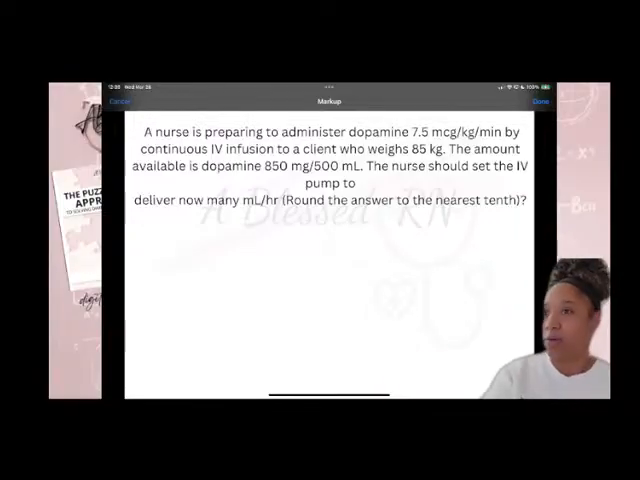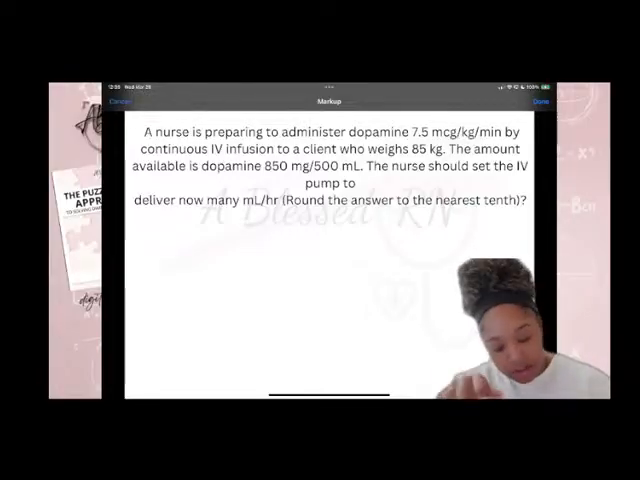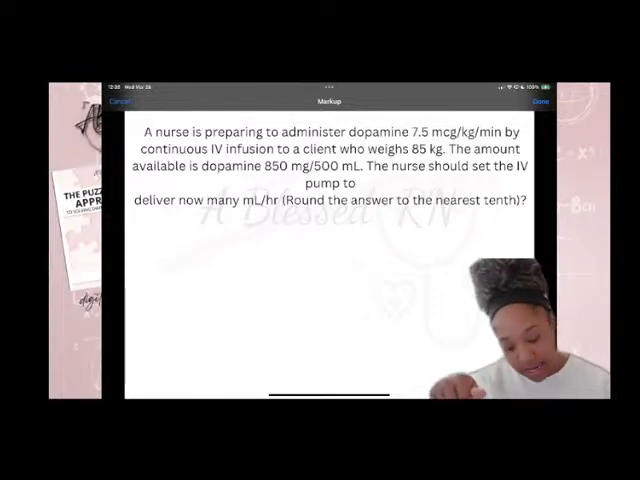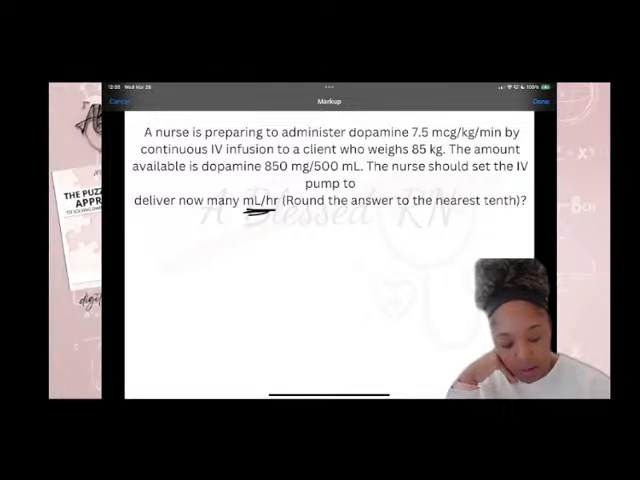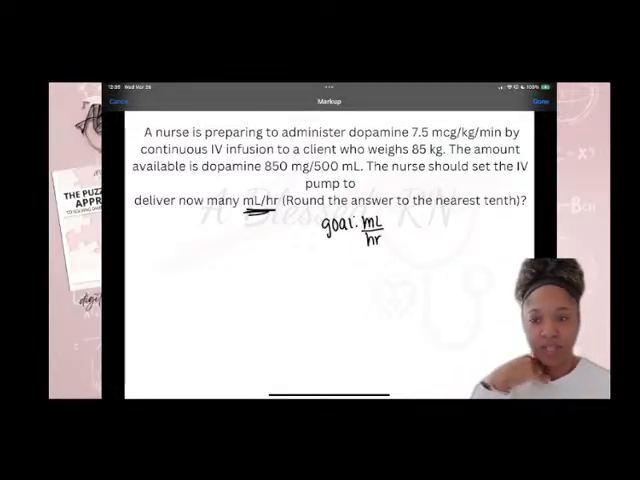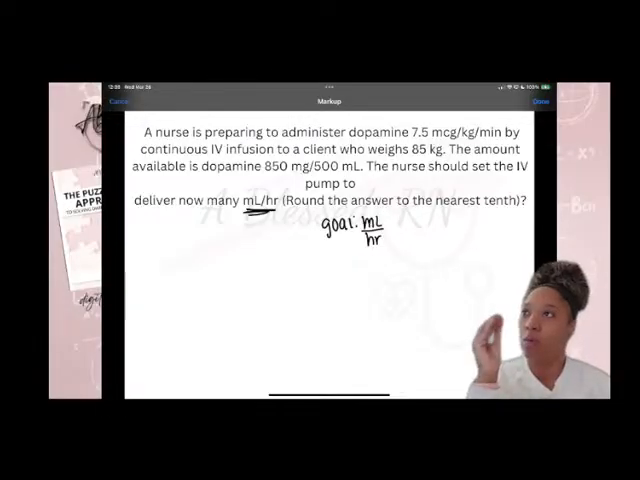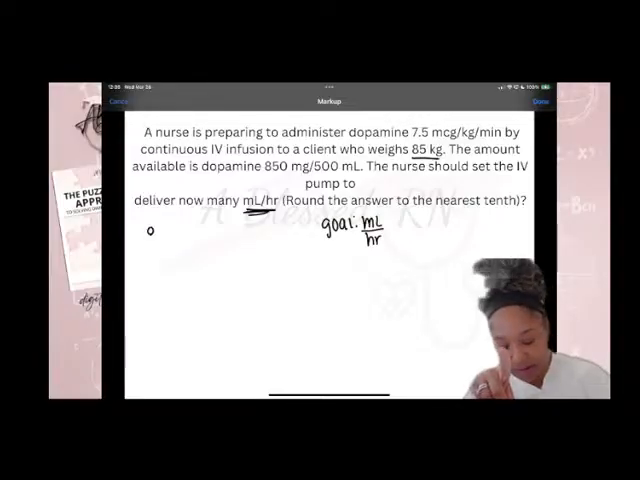All right, so this is another weight based problem. So we'll need the three P's. So, what is our goal, first of all? That's the first thing. First thing is first, read the question and then find the goal. What is this asking for me to solve? Milliliter per hour, okay? So, goal, ml per hour. Okay, so what are our three P's? Our patient's weight is 85 kilograms.